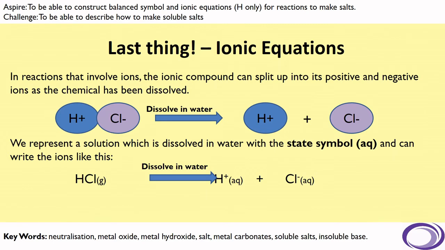Ionic equations. In reactions that involve ions, the ionic compound can split into its positive and negative ions as the chemical is dissolved. We represent a solution which is dissolved in water with the state symbol brackets aq and can write the ions as seen on the screen. So HCl, when dissolved in water, forms H+ ions and chloride ions.